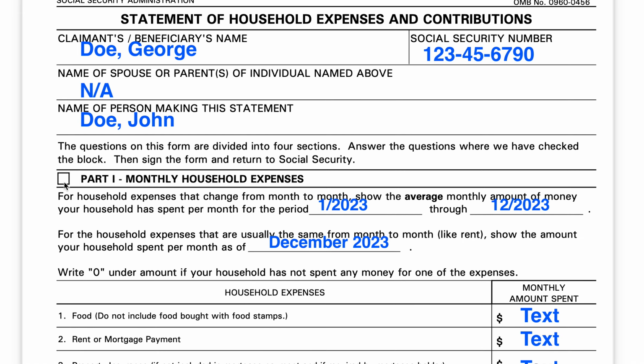If you need to fill out this part, they will probably have checked this. I did not put checks in here because this form does not have any fields. I had to actually create fields for all of this data entry.